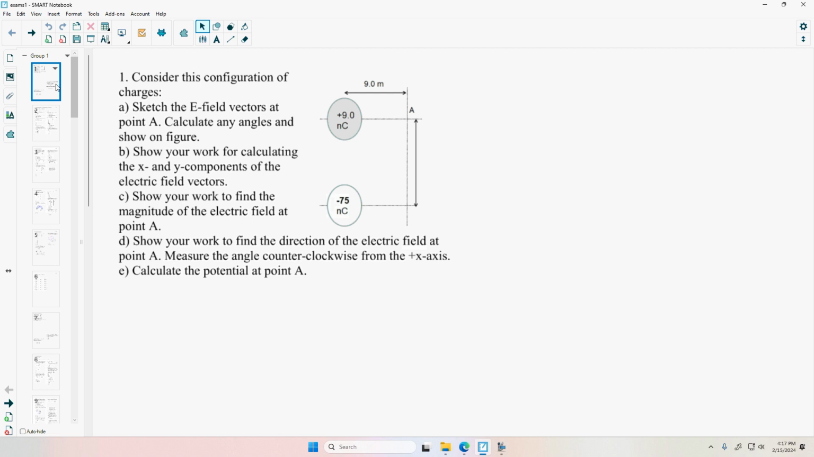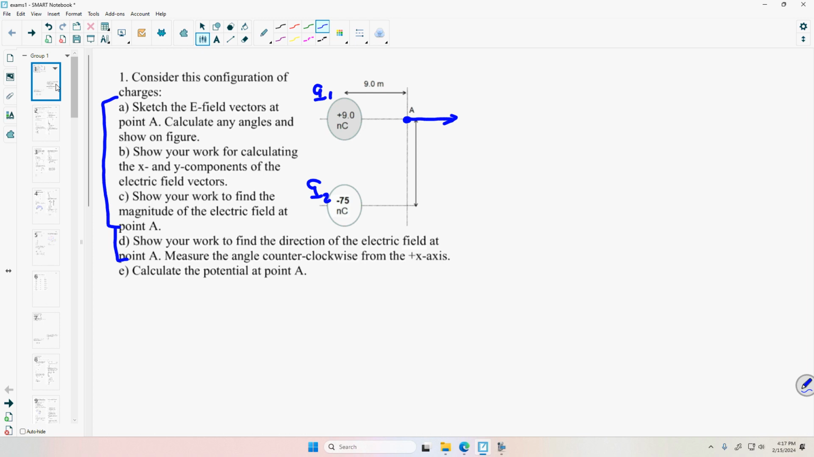So the first one, the result of these 4 parts is to give me the resultant of the electric field. So it's a 2D vector sum is effectively what you're doing. First part is sketch the electric field vectors and calculate any angles. So I'm looking for the electric field at that point. I sketch it in first. I imagine a positive test particle there. I'll call this Q1 and Q2.